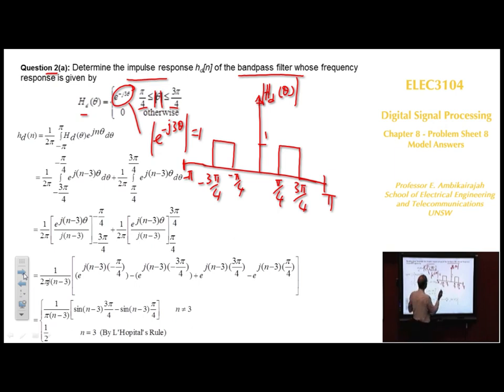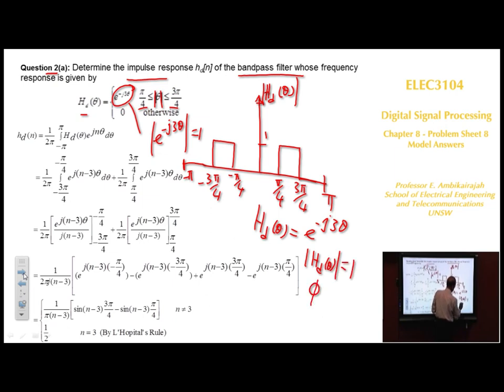Having said that, if you take HD theta, don't forget HD theta is equal to e to the minus j3 theta. Therefore, the magnitude of HD theta is equal to 1, but the phase angle is equal to minus 3 theta. So this is a linear phase, don't forget that. The one that's given to you is a linear phase filter. Anyway, the first part of it is to find the impulse response.